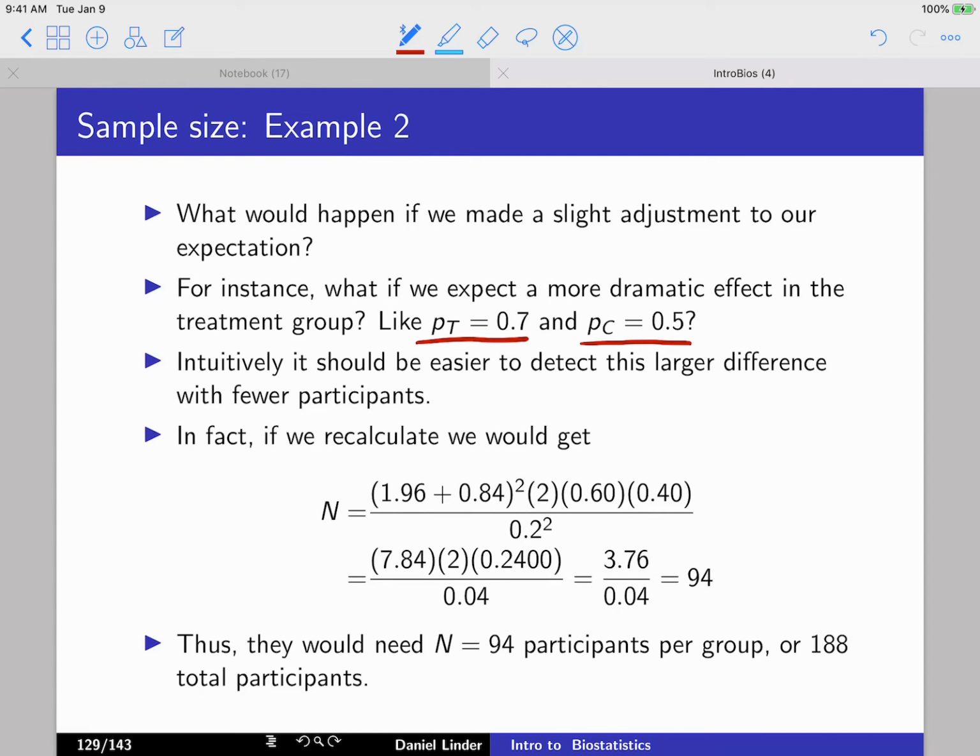Well, intuitively, you should already be guessing that, hey, this is a larger difference, so it should require fewer subjects in order to call this difference significant, right? In order for me to reach statistical significance. Okay, and that turns out to be the case.